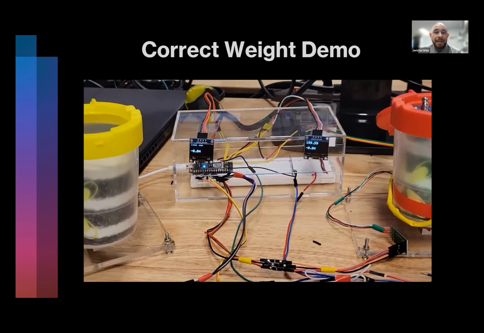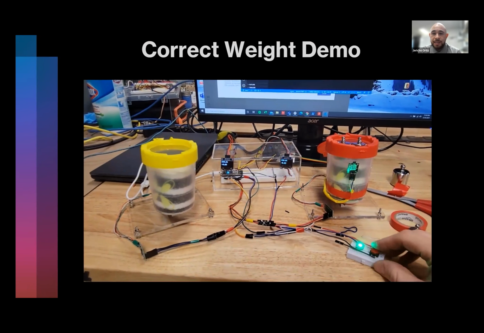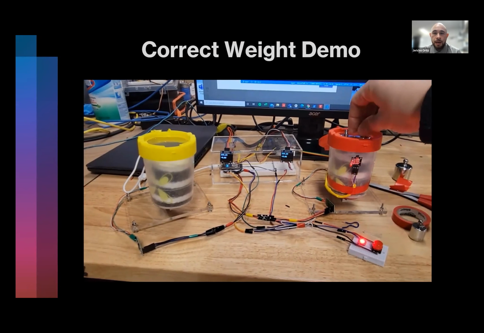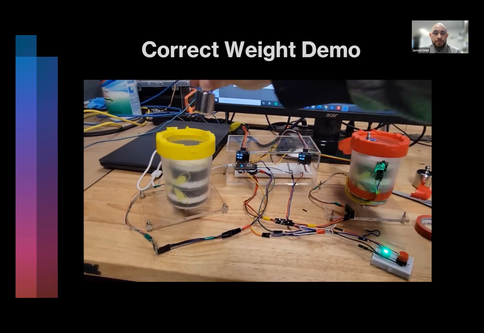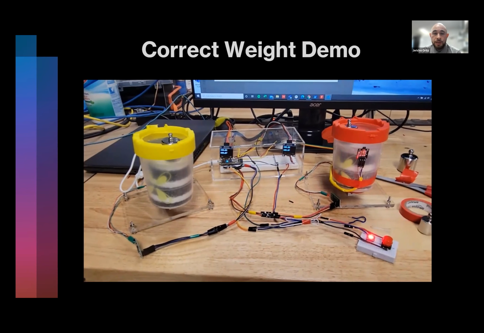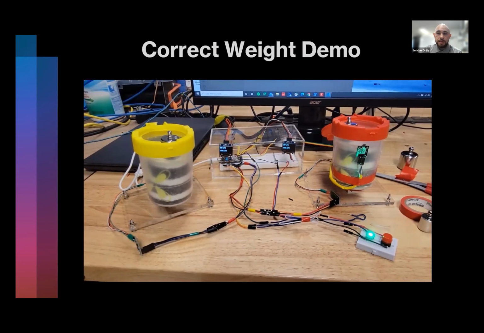Here is just a second example of the same thing, just to show you that if something is taken out of that parent container, the same weight is expected in the second container to make sure that nothing's gone missing in between. And here we have that registering again, a green NeoPixel to show that the weight is correct, and that's what the child container is expecting.